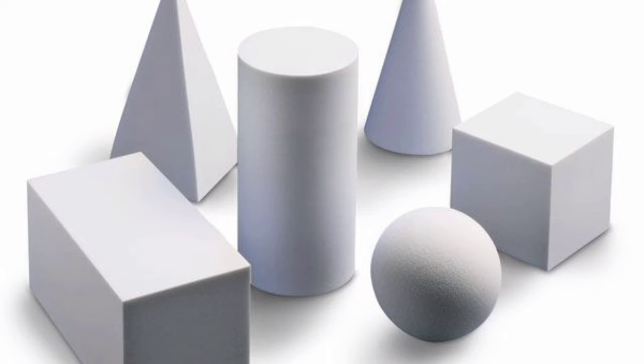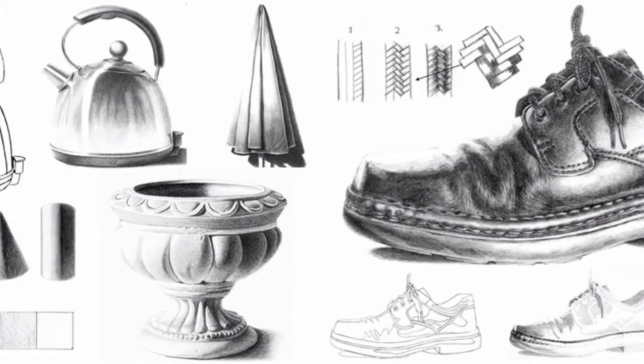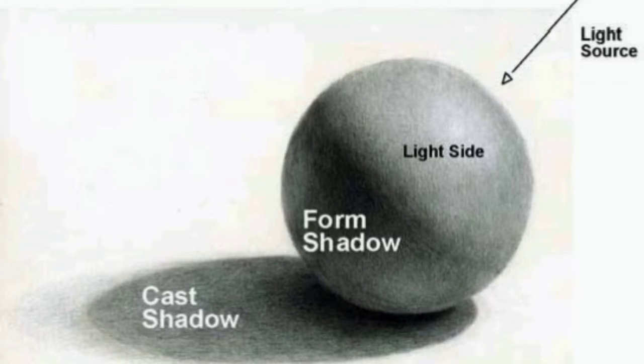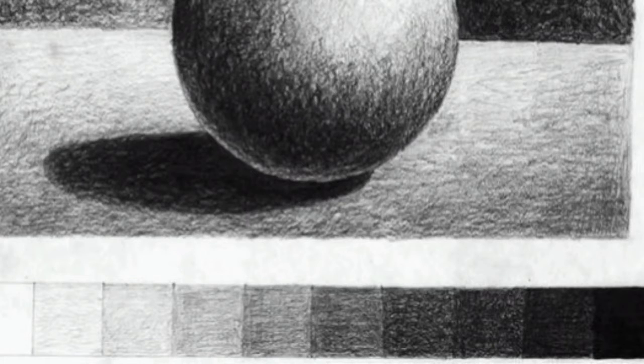Today we're going to be looking at how to shade basic forms. These are the basic forms that make up any object that you could possibly want to draw, whether it's a shoe or a kettle. We're going to examine how light interacts with these objects and also how to create various values using pencil pressure.